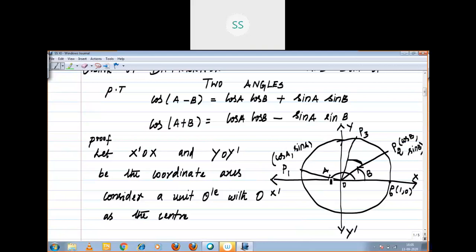Right? Now what is this angle? See, the total is A. This is your B. What is this angle? Tell me, what is the angle? XOP3. A minus B. Right? Now what is the coordinate? Cos of A minus B, comma sine of A minus B. Got it, children? Now you understand or not? Say yes or no.